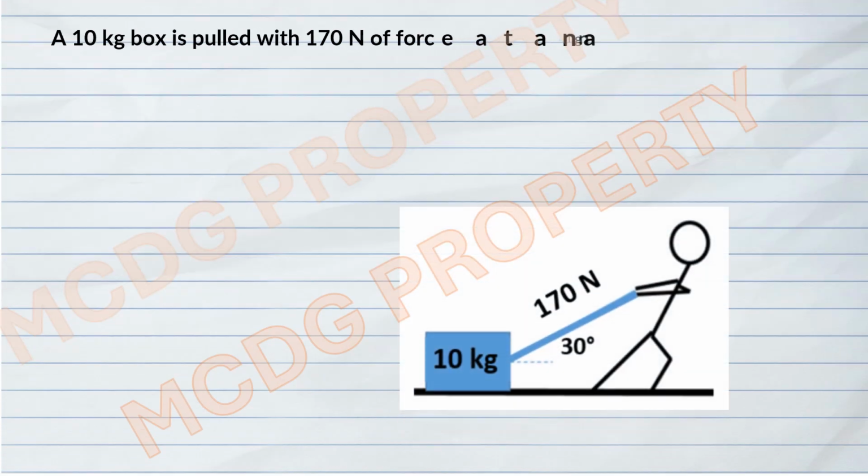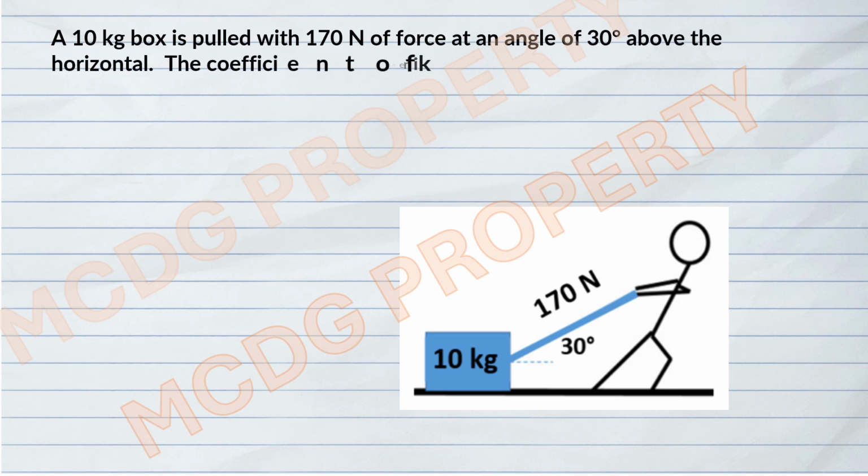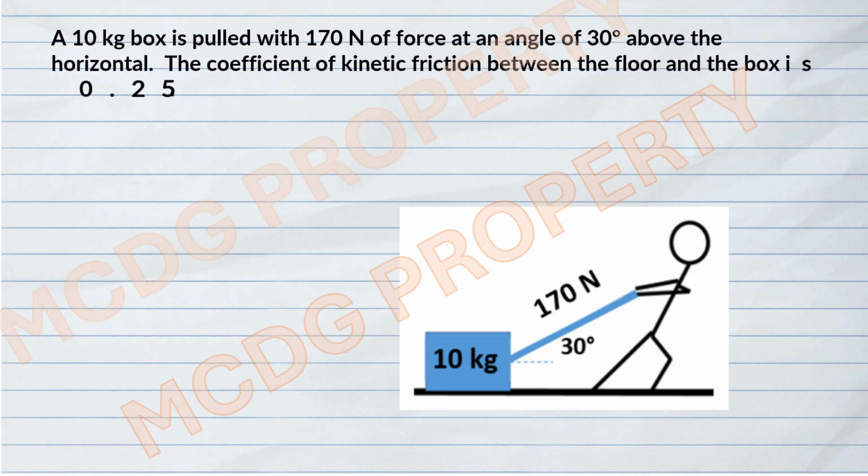A 10-kilogram box is pulled with 170 Newton of force at an angle of 30 degrees above the horizontal. The coefficient of kinetic friction between the floor and the box is 0.25.